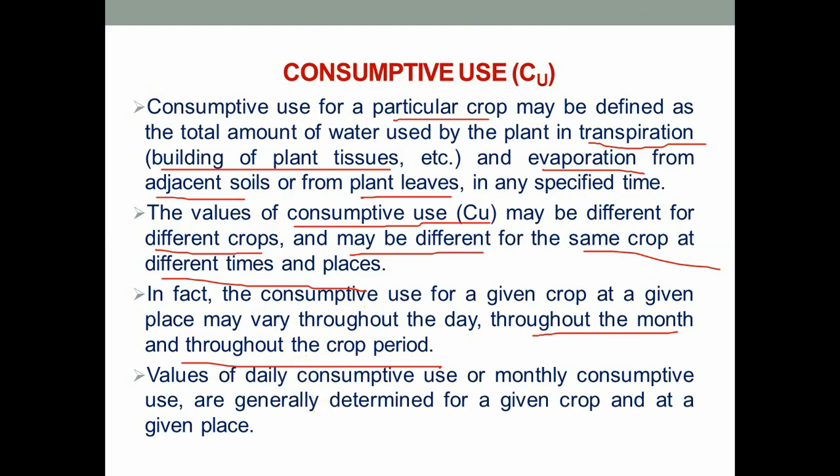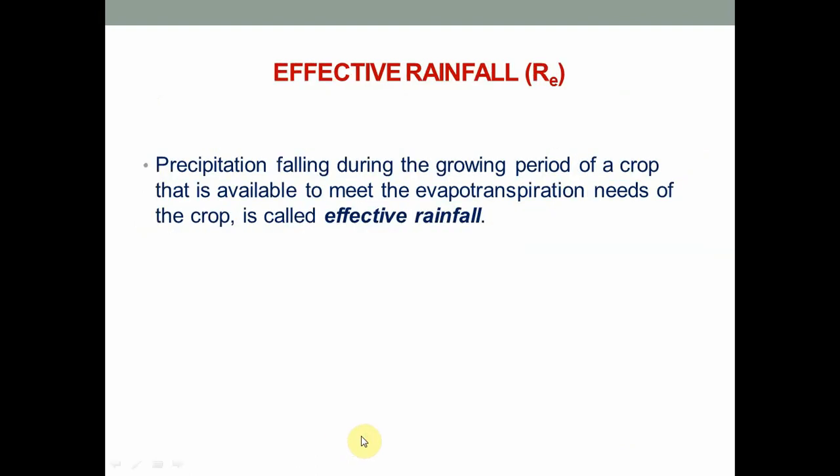Now, the values of daily consumptive use or monthly consumptive use are generally determined for a given crop and at a given place. Now, next point we'll see the effective rainfall.